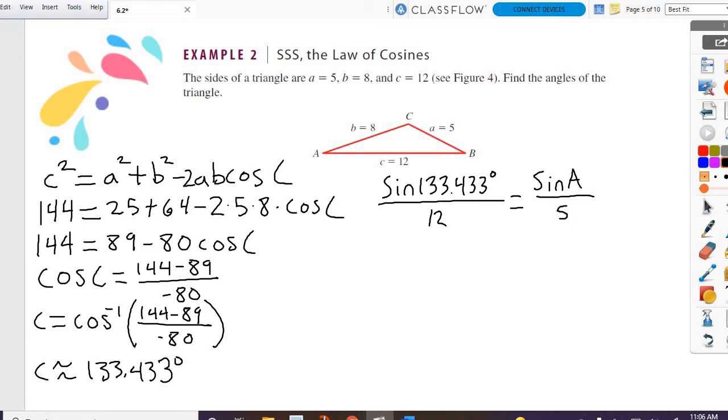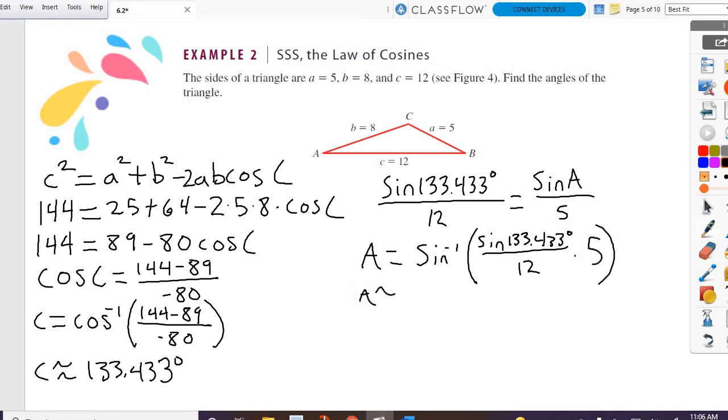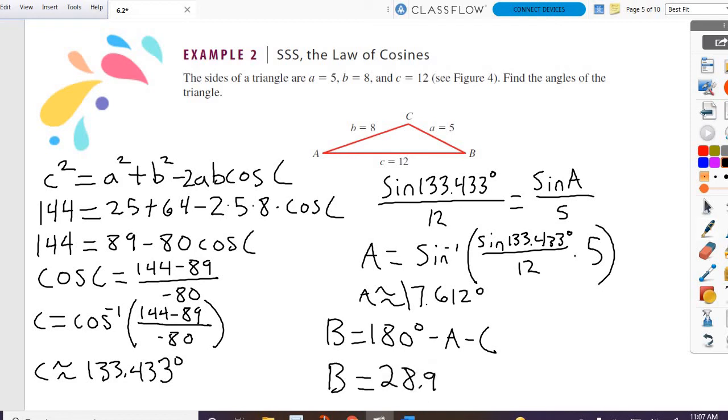Divided by 5. So I get that A equals sine inverse of sine of 133.433 degrees divided by 12 times 5, which gives us 17.612 degrees. Then finding big B last would be 180 minus A minus C, which gives us 28.955, and so those would be my 3 answers.